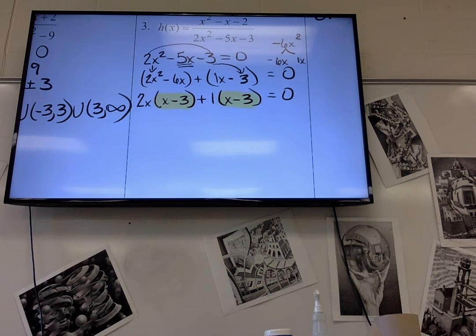These two in the middle should match up. The ones that match up, I can pull out. What's left over goes together. So that's what it factors into: x minus 3 and then 2x plus 1. And you set each one of those equal to 0.